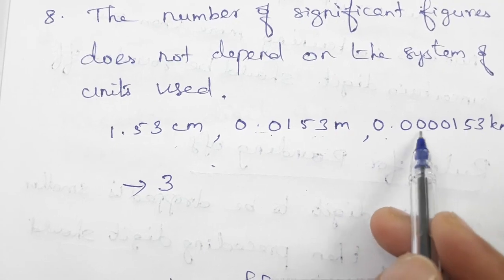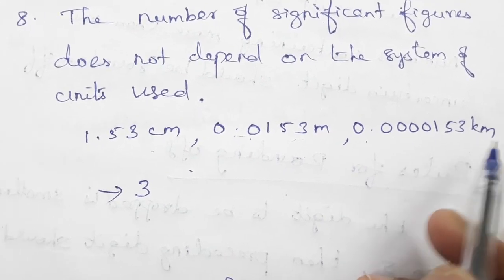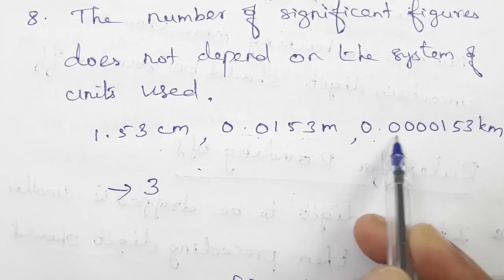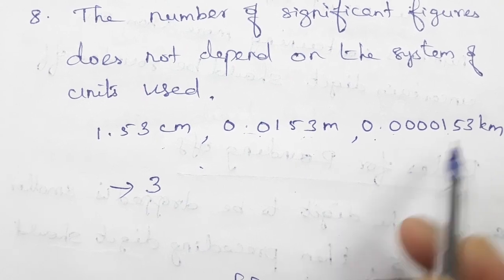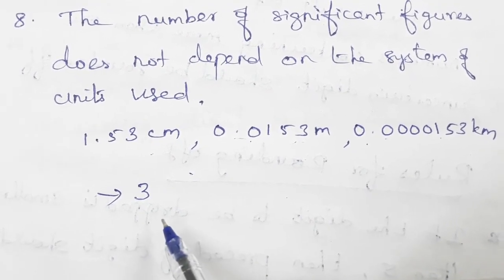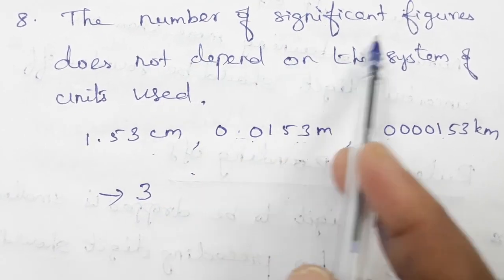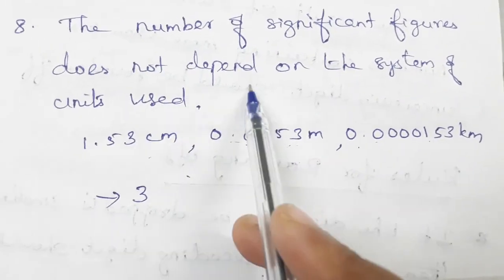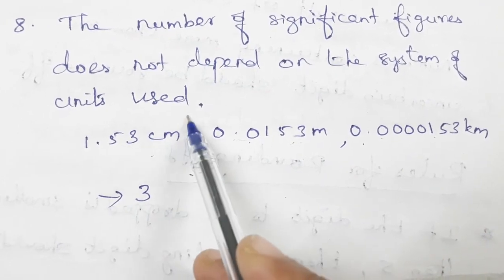And here 0.000153 kilometer. Here also less than 1. So these zeros are not significant. So 153. So this number also has 3 significant figures. So the number of significant figures does not depend on the system of units used.